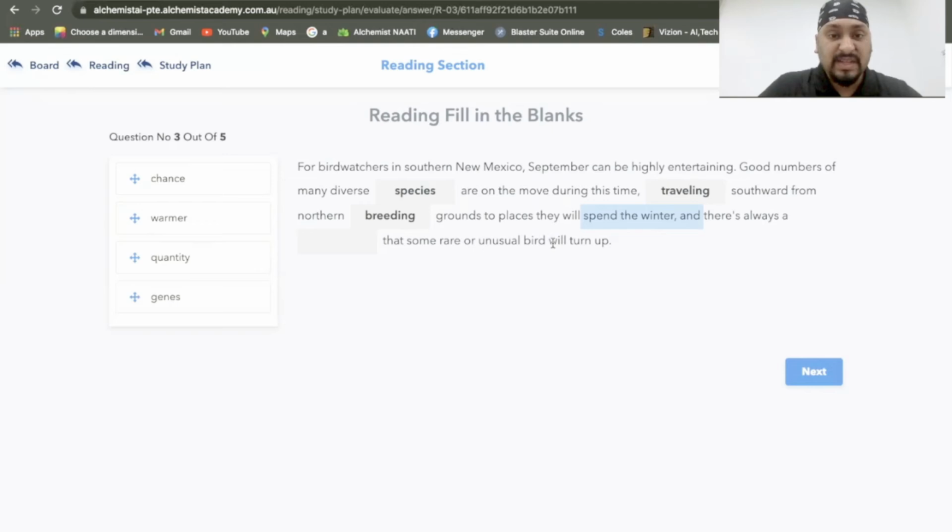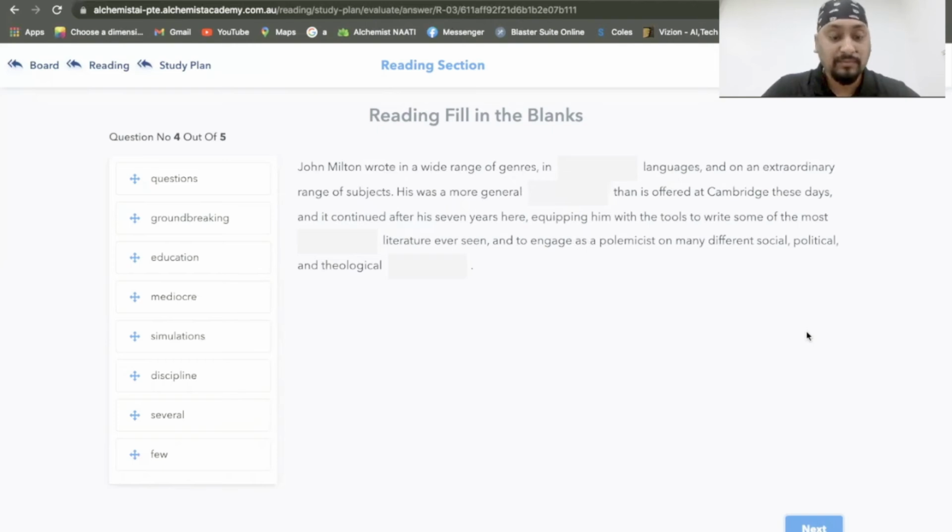And there's always a dash that some rare or unusual bird will turn up. There is always a dash, a. After the word a, you also need a noun. So we have genes or chance. The word a is singular. So of course I would probably put the word chance. Okay, let's have a look.